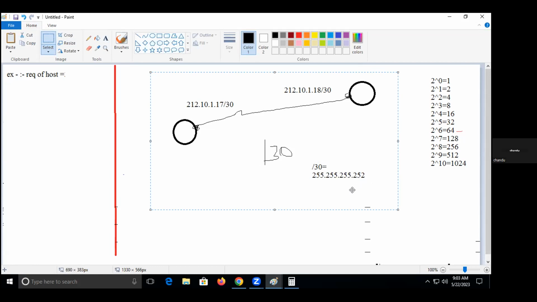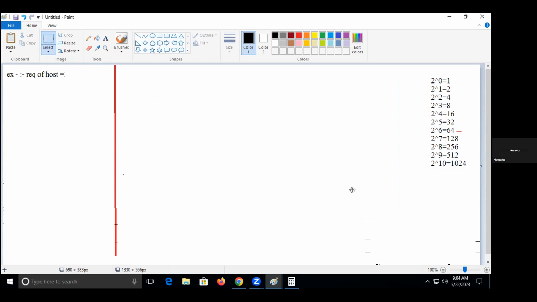Now, if they don't do this, 212 is a class C in which we have 254 usable IP addresses, total 256. For 2 IP addresses, they would not waste 252 IP addresses again. They have to make a subnet. If they don't subnet, the network cannot be reused anywhere in the world. So this is a big problem with IPv4 addressing.